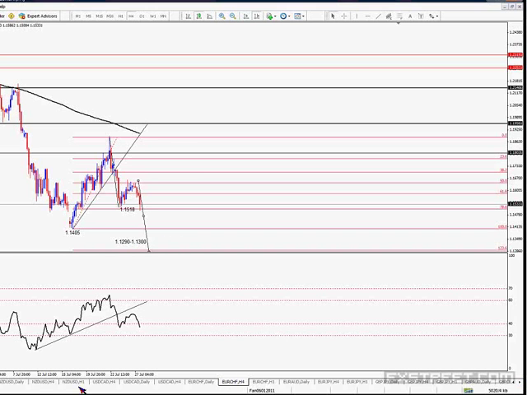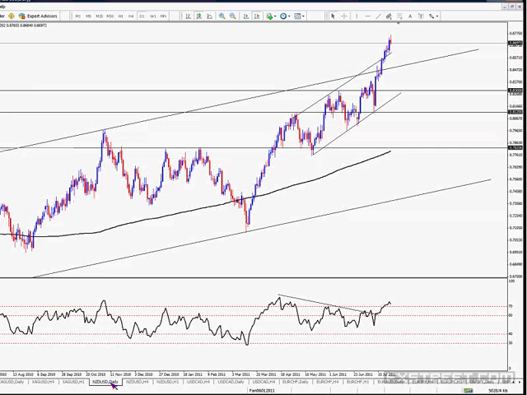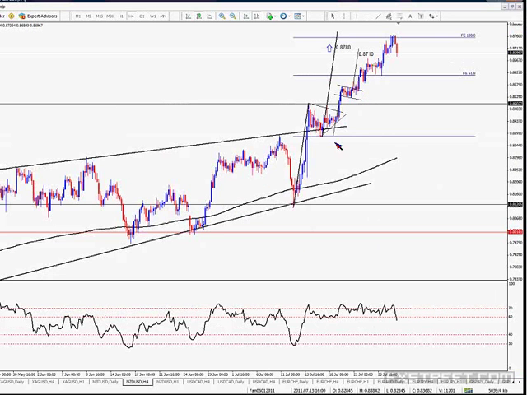Let's look at the Kiwi, which is very strong. Here's the daily chart. Throwovers, channel resistance, throwovers in the daily chart. RSI breaking above 70. Bullish continuation is the signal. Here's the 4 hour chart. We have almost reached this swing projection.